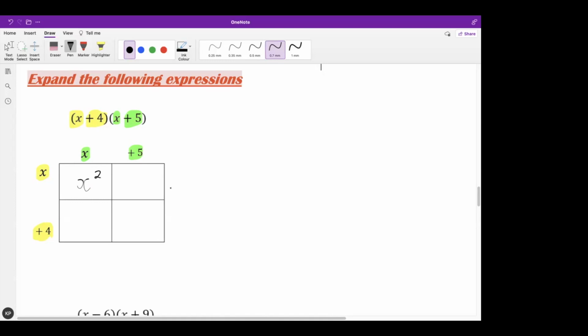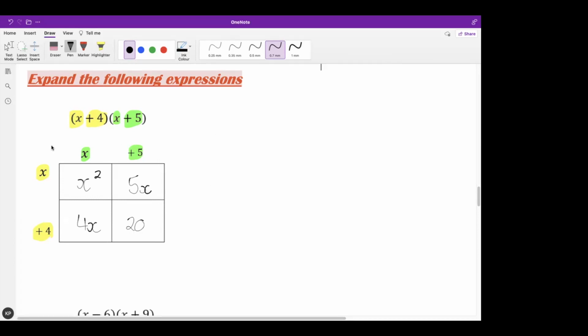Now let's go to the top right. That is where 5 and x intersect. So what is 5 times x? That is 5x indeed. Then we move on to the bottom left. What is this x, the green x, times 4? That is 4x. And my final block at the bottom right is 5 times 4, which will give me 20.